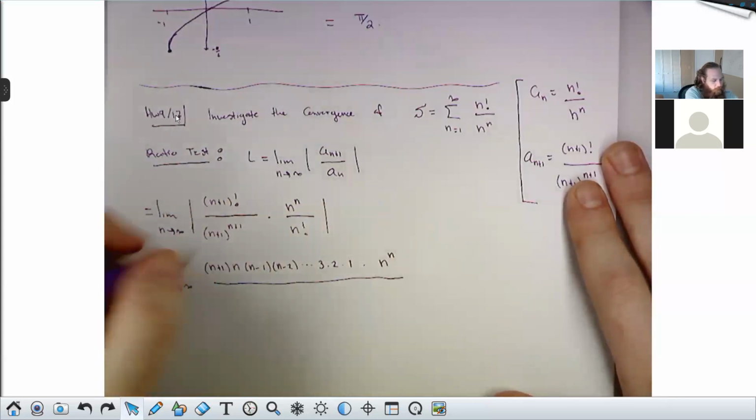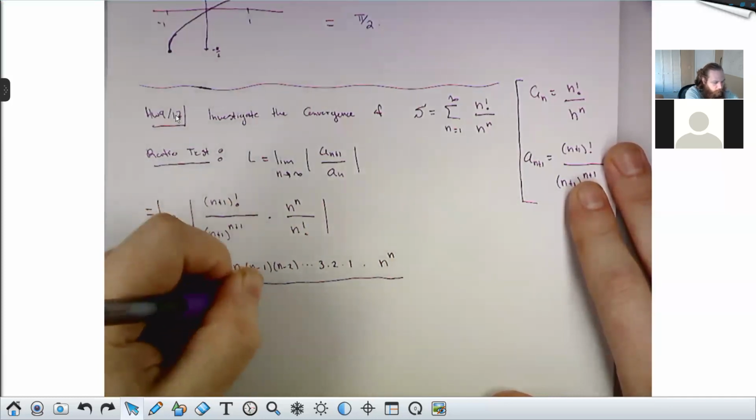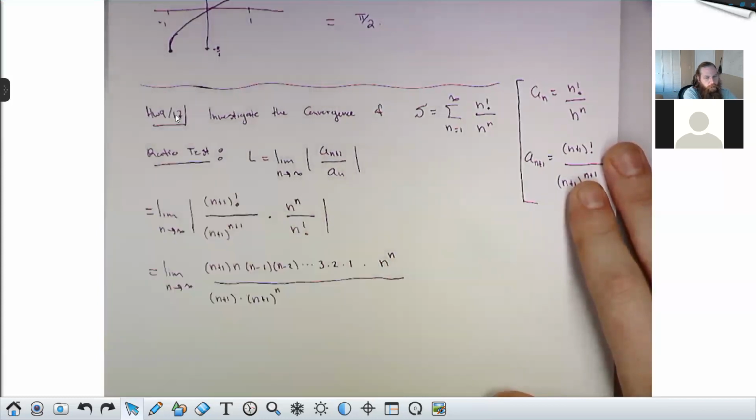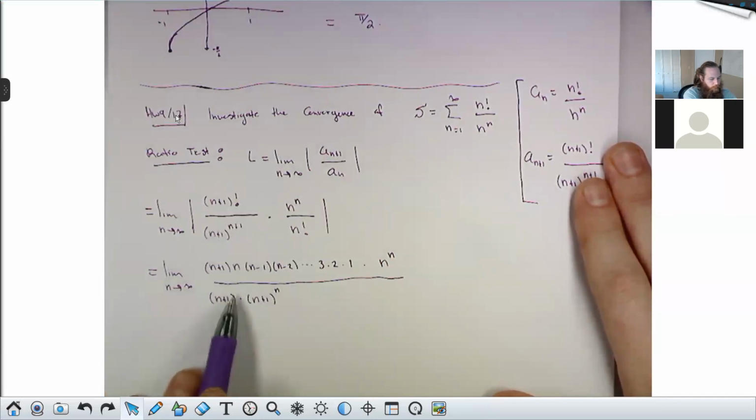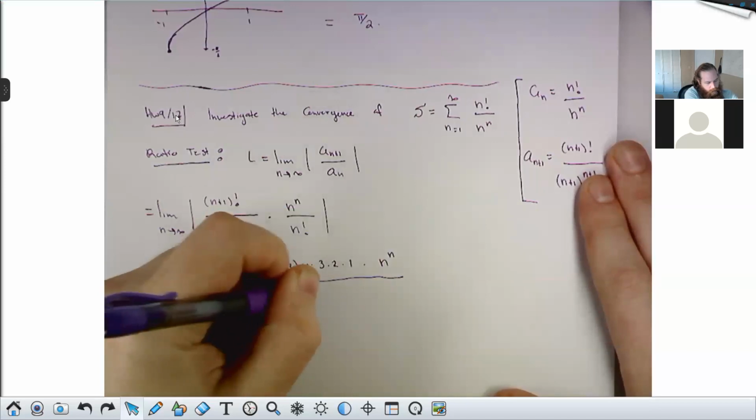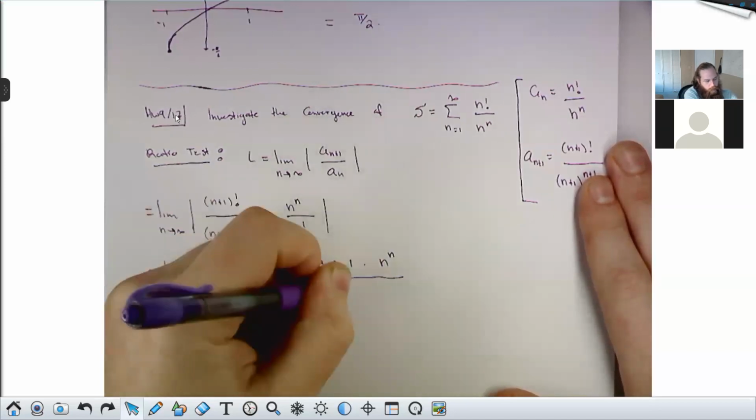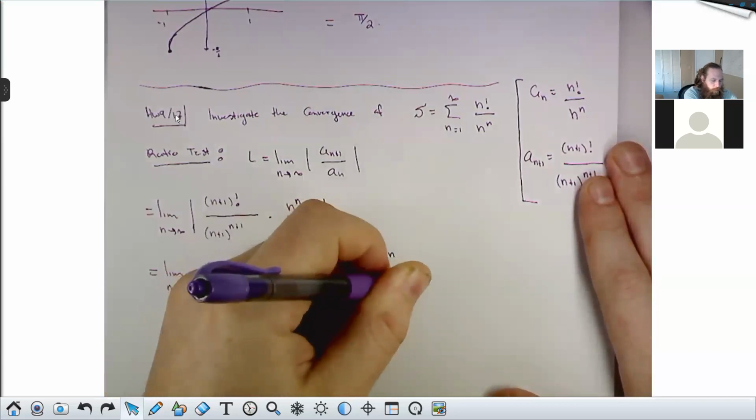(n+1)^(n+1) is (n+1) times (n+1)^n. So I'm using this rule for powers that says (n+1)^(n+1) is (n+1)^1 times (n+1)^n. And then I'll write out n factorial. n factorial is n times n minus 1 times n minus 2, all the way down to 3 times 2 times 1.